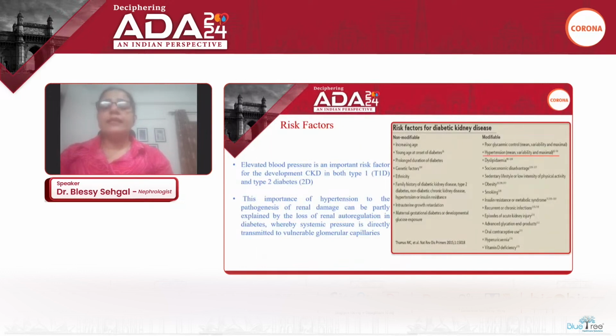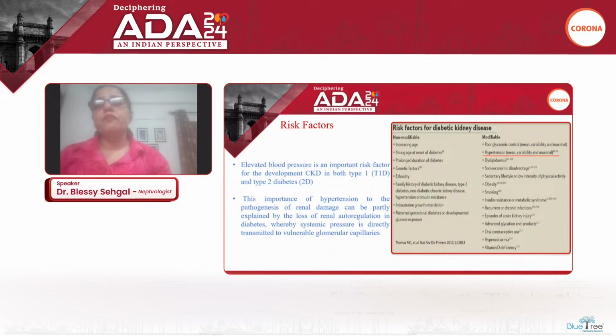So when we say that CKD in diabetes is not a uniform disease, that means there are various factors which lead on to the progression of renal disease in diabetic patients. These risk factors can be classified as modifiable or non-modifiable. Non-modifiable would be increasing age, early age of onset of diabetes, a prolonged duration of diabetes, and genetic factors.